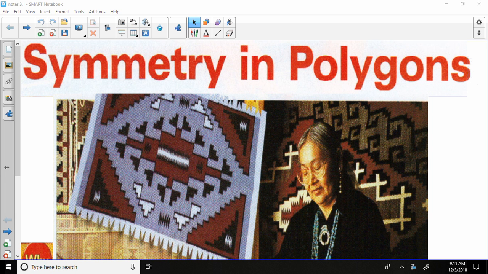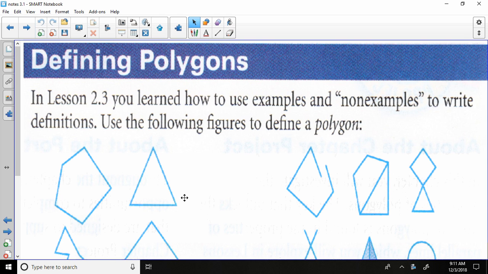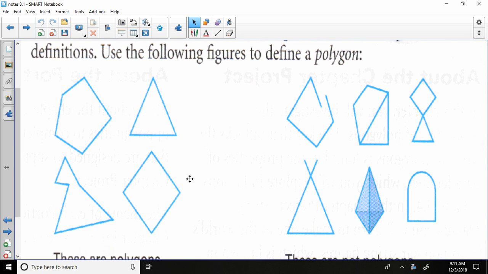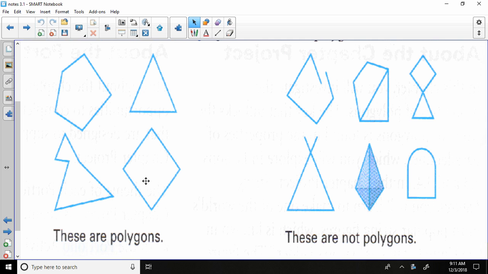Okay, so back to the notes. Symmetry and polygons. They start off with drawings and ask us to figure out what a polygon is and what a polygon isn't. The four drawings on the left, they're saying are polygons. The ones on the right, they're saying are not. So if we compare the left to the right, what would you say a polygon is or isn't?